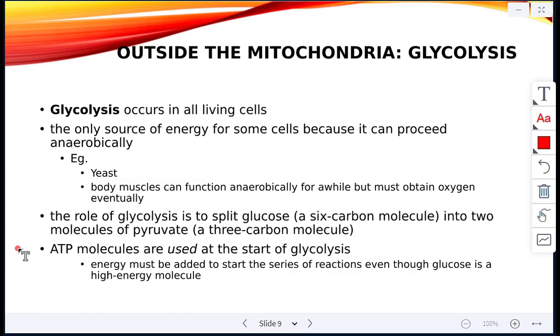ATP molecules are used at the start of glycolysis, which means energy must be added to start these reactions, even though glucose itself is a high energy molecule. So ATP is required for the process of glycolysis to start.